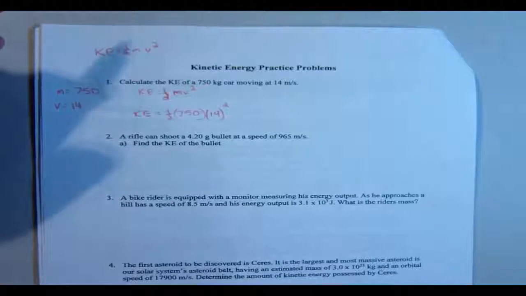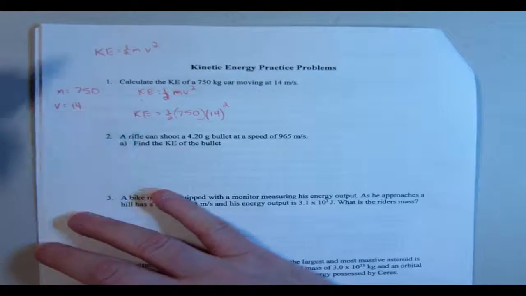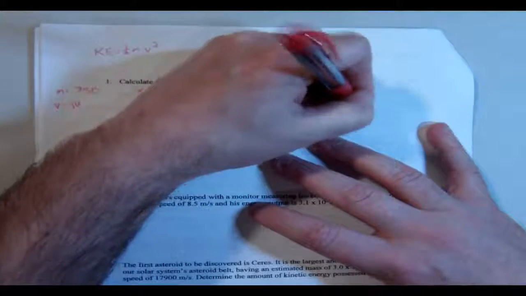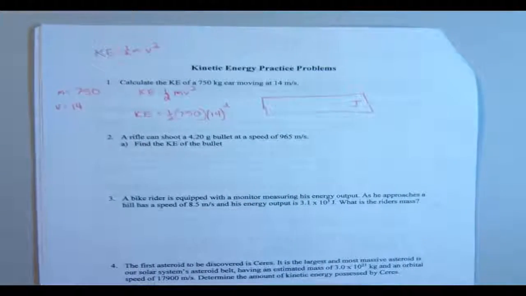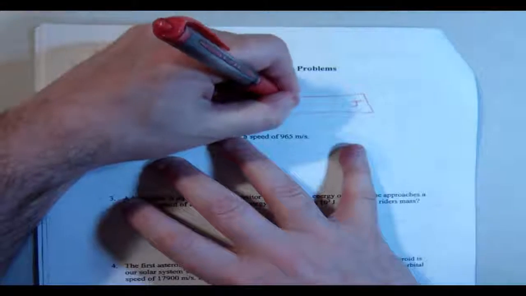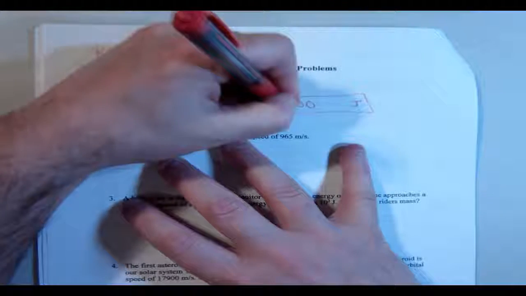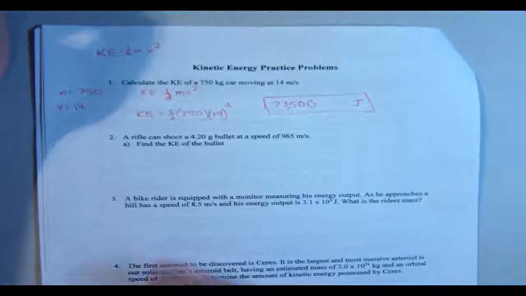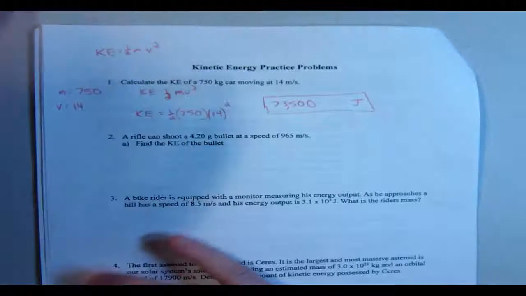So punch that in the calculator. We know because it's energy, it's going to be in joules. So I'm going to box my answer that I'm about to get. I'm going to write joules here because I already know it's going to be in joules. 73,500. So that's my energy in joules, right? Pretty easy, pretty straightforward. Let's look at the next one.